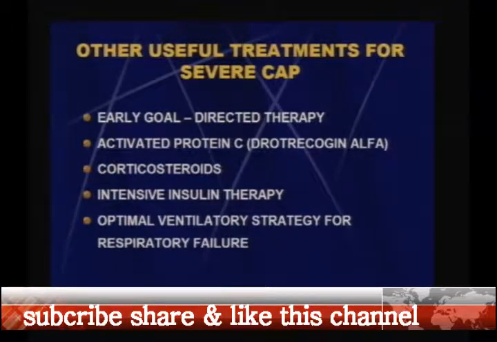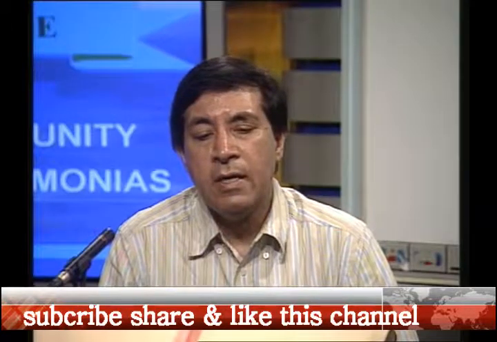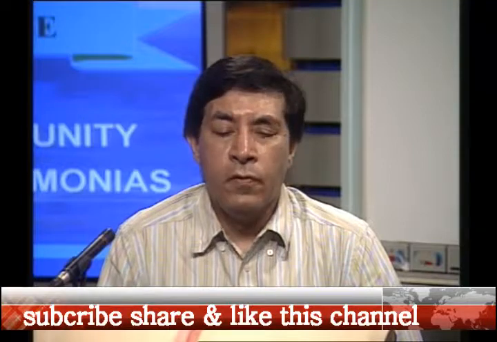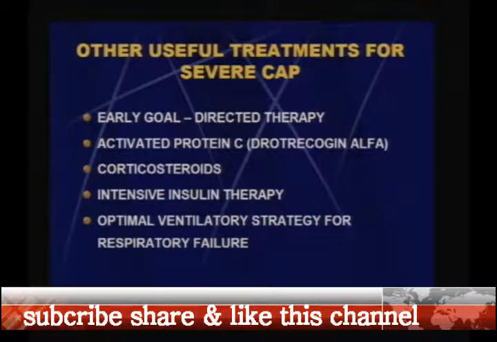Along with this, it is very important to treat this patient very aggressively, because most of these patients may come in hypotension, shock, they may have multiple organ dysfunction. This patient needs to be fluid resuscitated very aggressively in the form of early goal-directed therapy.